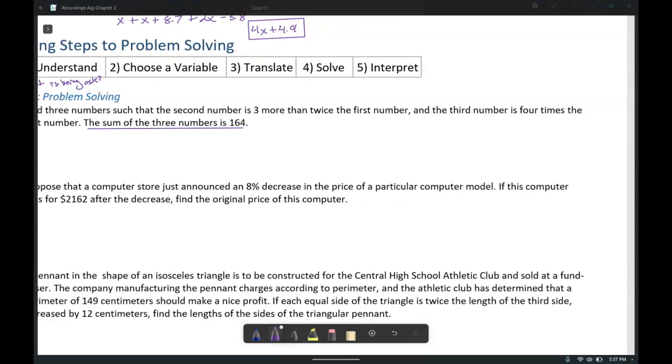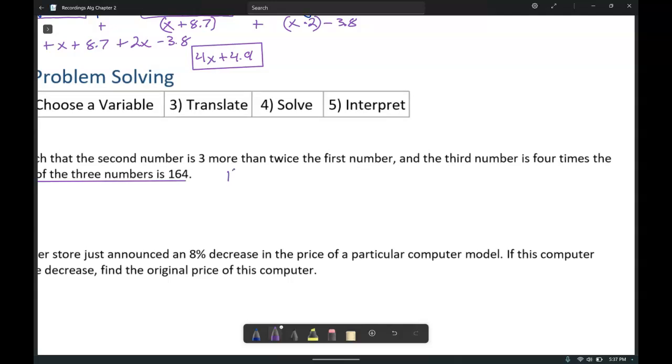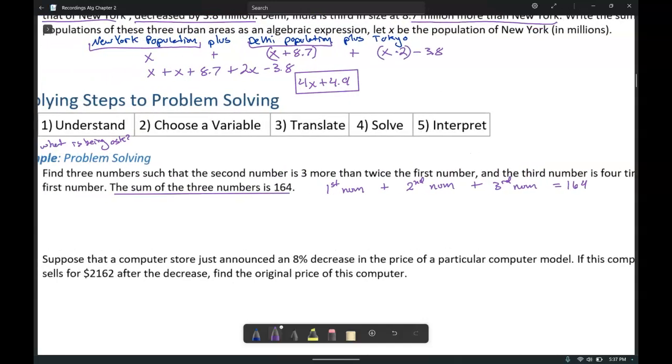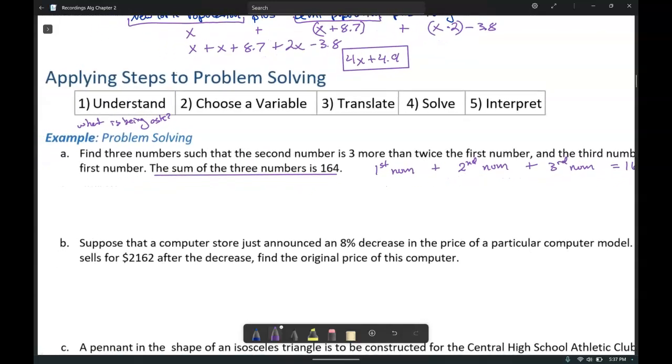We're going to take our first number, we're going to add it to our second number, and we're going to add that to our third number, and those all together have to equal 164. That's our sum. And so now we just need to figure out what our first, second, and third number are. So we're told about 2 of the numbers in terms of the first. So let's think about what is our first number, what is our second number, and what is our third number.